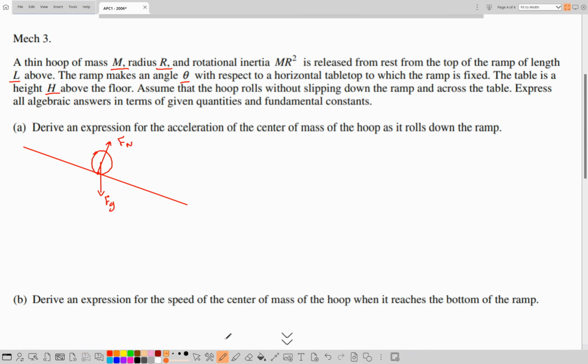That's the normal push. And we have the friction that acts also at the point of contact, but opposite to the direction of motion of the ball. So that would be static friction. Why do we have static friction in this case? Simply because it's the force that provides a grip in order for the motion to be without slipping. And now we're going to apply Newton's second law for rotation.